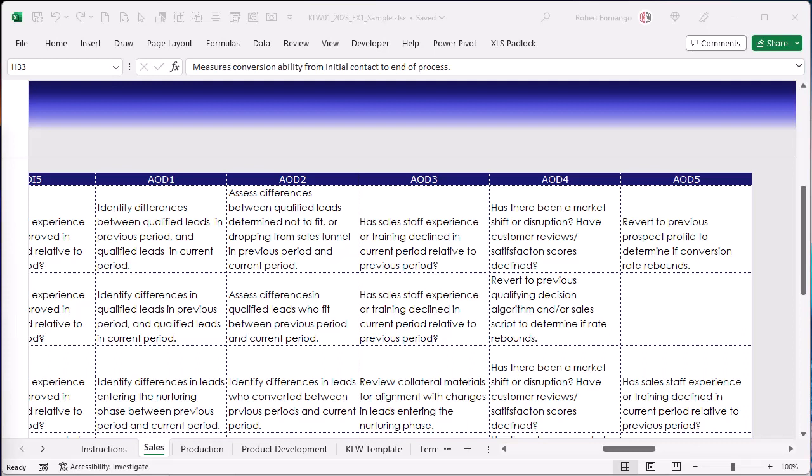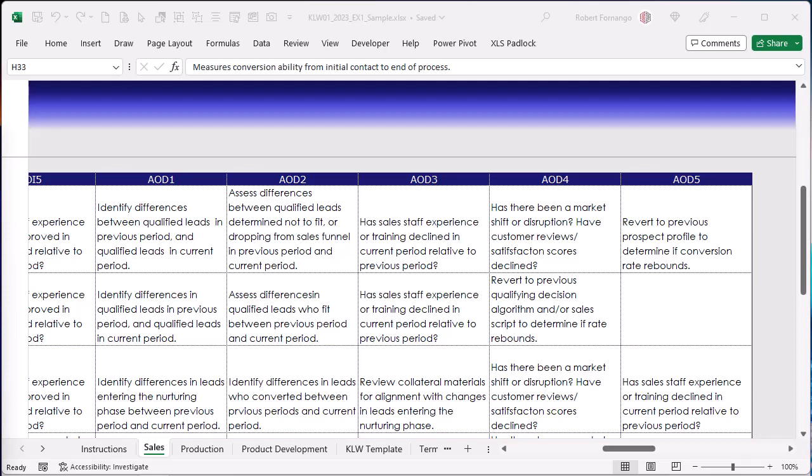We could also ask, has there been a shift or a disruption in the market? Was there something outside of your control in the marketplace that could have changed this KPI? Or was there a new competitor? Was there a new technology introduced? Or were there economic changes like inflation that reduced the likelihood of leads converting?